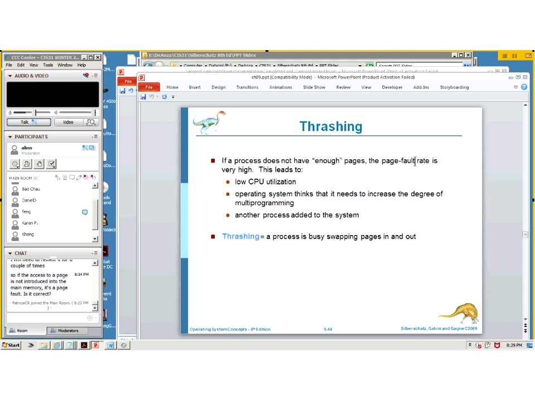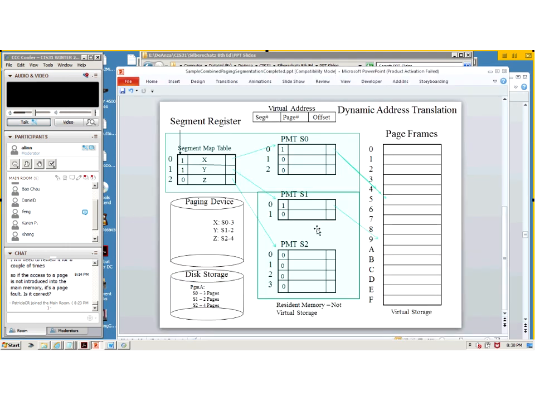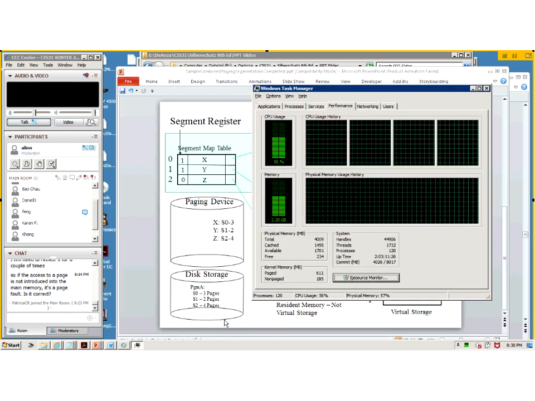Okay, so if a process does not have enough pages, the page fault rate is very high. This leads to low CPU utilization. The operating system thinks it needs to increase the degree of multi-programming, and another process is added to the system. This makes it worse. So thrashing is a process that's busy swapping pages in and out. Thrashing is this: in your system you are taking pages out, writing them back on the disk, bringing other pages in, and then paging those out, bringing other pages in, and you always see this thrashing when real memory is very low.